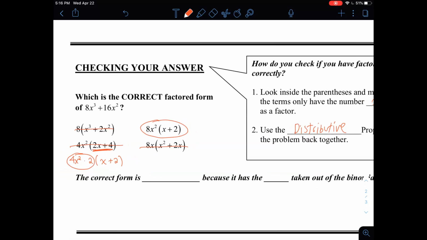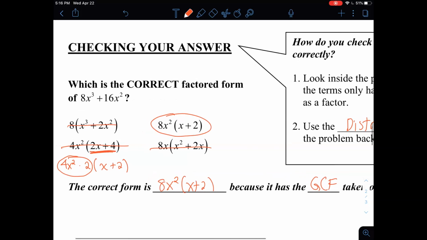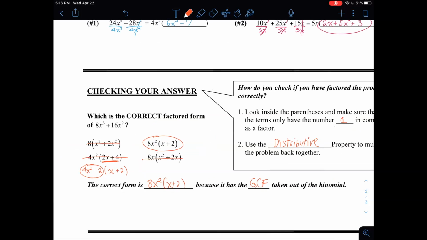So the correct form is 8x squared times (x plus 2) because it has the GCF taken out of the binomial. So looking inside the parentheses here, what's the biggest number that goes into 1x and 2? Well, 1. And then do they both have an x in common we can pull out or no? This one doesn't have an x right here, so we can't actually pull out an x. So our GCF is going to be 1. That's how you know you pull out the greatest common factor, is if the only thing you can pull out is a 1. All right, sounds good.